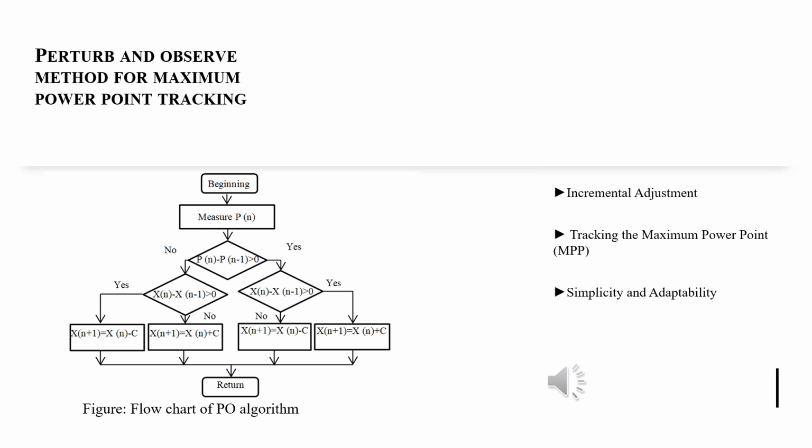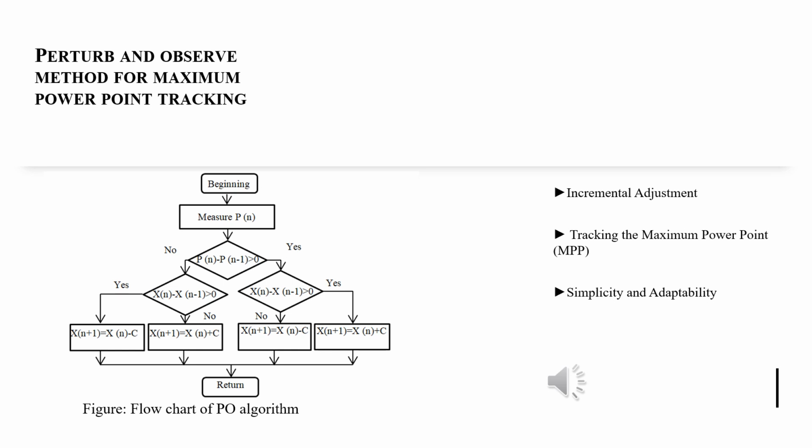A flowchart of the perturbation and observation method for maximum power point tracking is shown in this slide. The P and O method continuously perturbs or changes the operating point of a photovoltaic system, typically by altering the voltage, and observes how this change affects the power output. It increments or decrements the operating point to determine the direction leading to increased power. The flowchart also shows that by comparing the power output before and after the perturbation, the method detects whether the change led to a higher or lower power output. It adjusts the operating point until it approaches or reaches the maximum power point, where the power output is maximized.